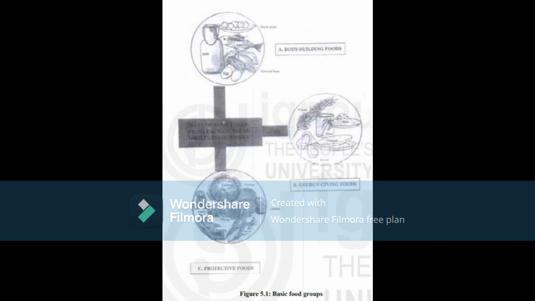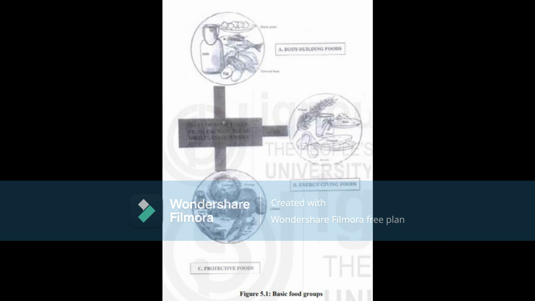Figure 5.1. Basic food groups. Look at the screen for table content. Practical activity 2. Identify 5 common foods from each of the 3 food groups: energy giving, bodybuilding, protective / regulatory.